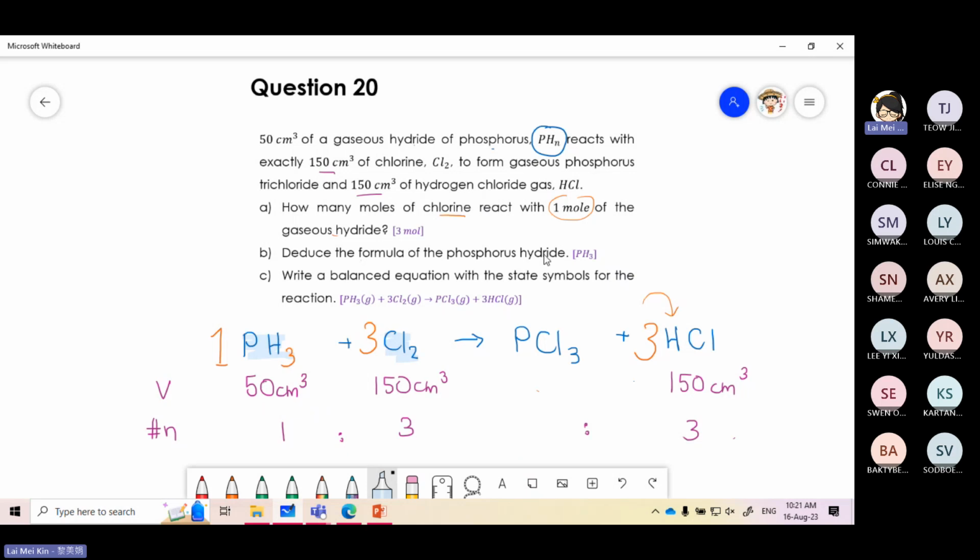Deduce the formula of phosphorus hydride. So this one, PH3, the phosphorus hydride. And then write the balanced equation. So this is your answer, the balanced equation. All right. Okay, any question? Good.